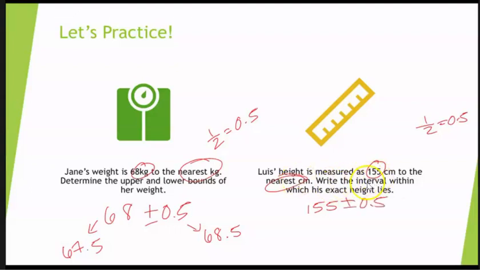Now, when they say write the interval within which his exact height lies, do not just leave it like this. Although this does represent an interval, the wording says the interval within which his exact height lies. So what they want you to write is interval notation using inequalities. I'm using h to represent his height. Here is where my lower bound will go, here's where my upper bound will go. 155 plus 0.5 is 155.5, and 155 minus 0.5 is 154.5.